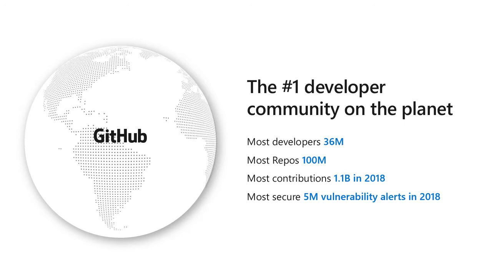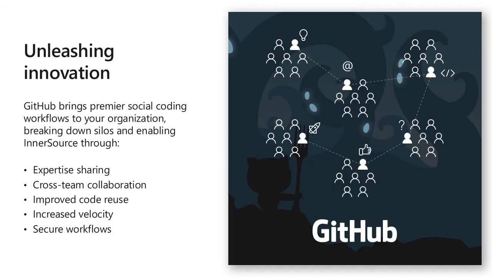It also has the most contributions: among the 36 million developers, 1.1 billion contributions in 2018. And it is also the most secure, because the community itself, and part of the GitHub capability, is to issue vulnerability alerts on the code that is submitted on GitHub. The platform has found about 5 million of them.